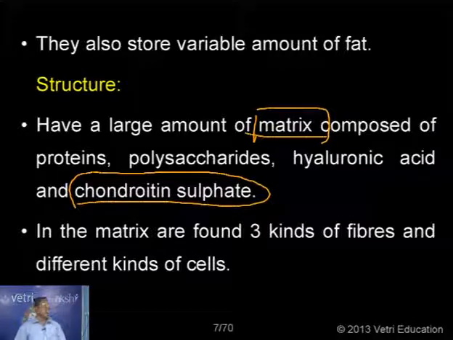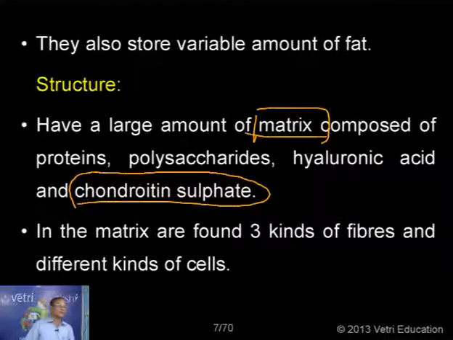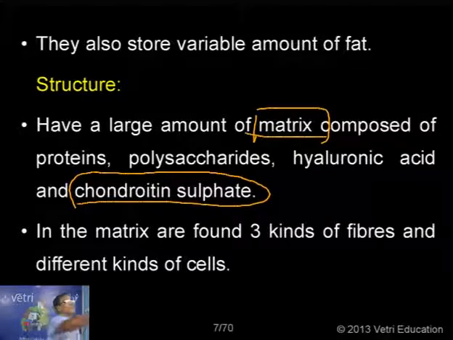Generally speaking, either loose connective tissue or connective tissue proper has three different types of fibers and different kinds of cells. The different types of fibers I mentioned earlier: the collagen fibers, elastin fibers, and reticular fibers. We will see more about these later.